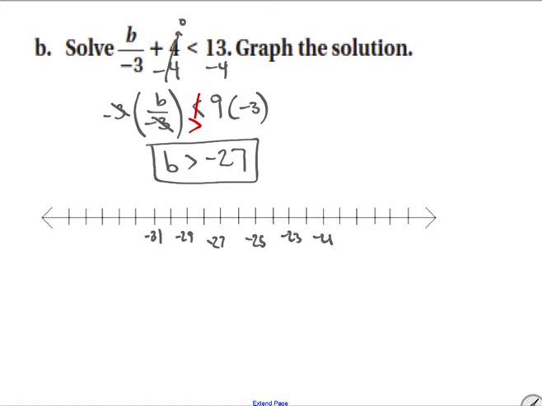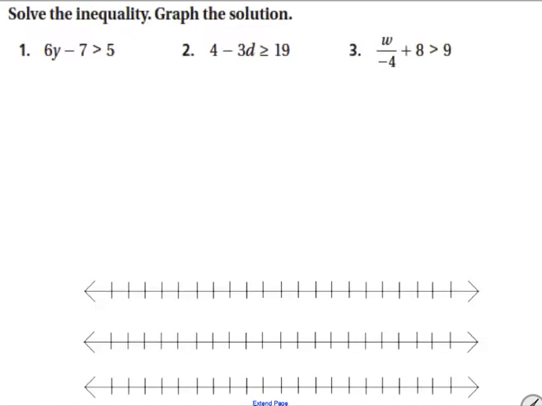The boundary point, negative 27, is not included, so I'll have an open circle there. And it looks like b is greater, so I need to go towards the greater numbers. So there's the solution graphed.